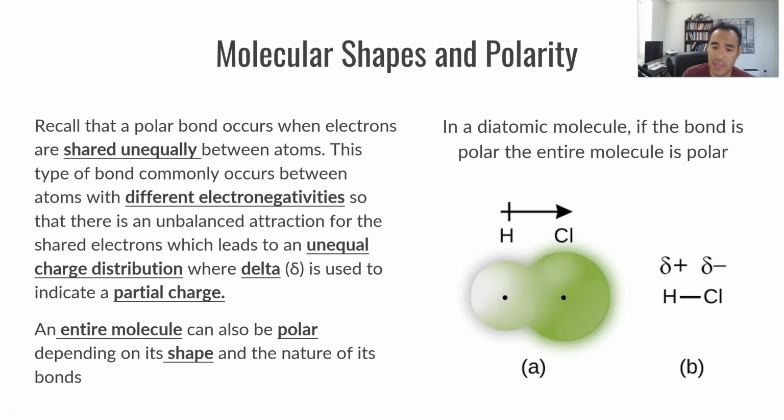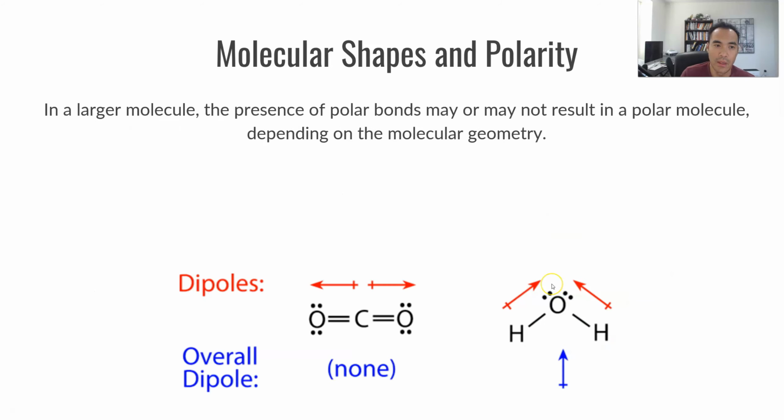Let's take a look at this example. HCl is usually your classic example of a diatomic, meaning there are two elements, hydrogen and chlorine, where the partial charge or delta charge is shifted towards chlorine. You can see that there's electron distribution on this side. Because of that, it's going to create what we call polarity. A molecule with polar bonds may or may not result in a polar molecule. It all depends on the geometry.